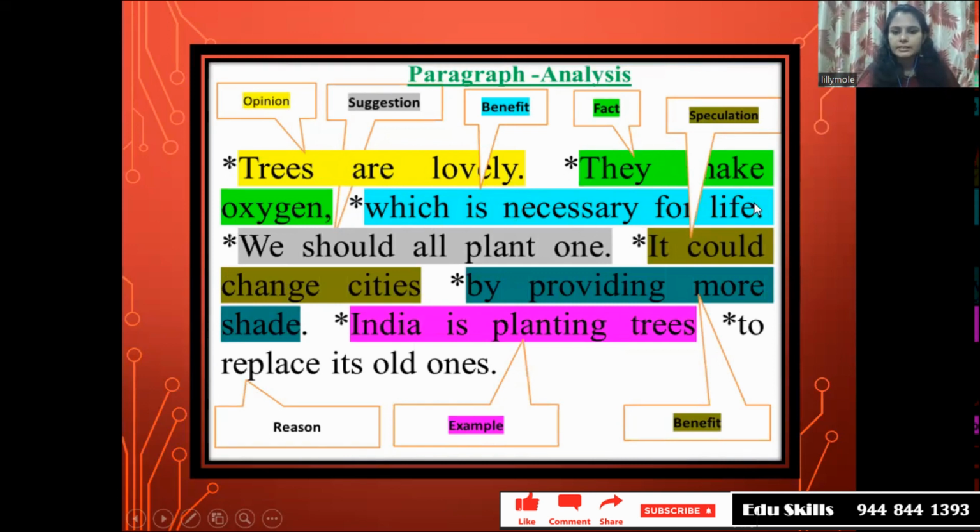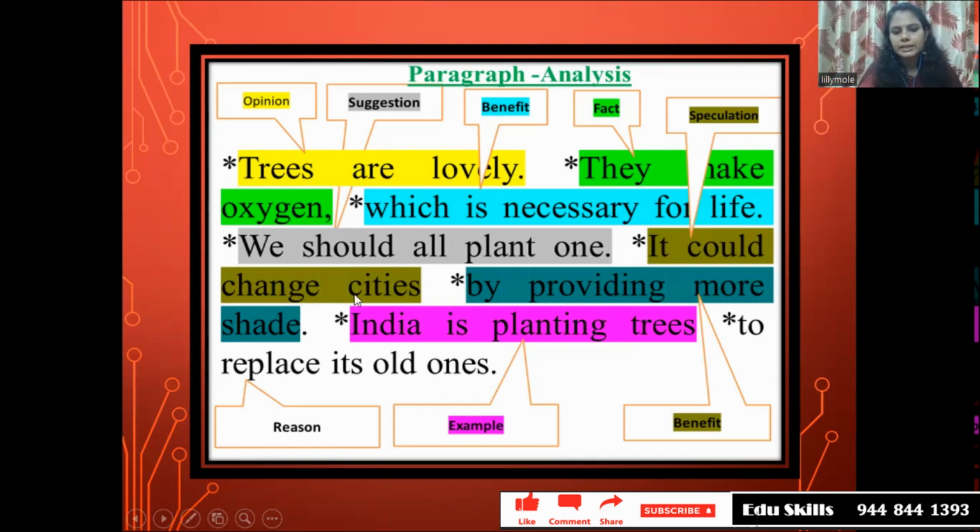Which is necessary for life. That is the benefit, because we all know that oxygen is very important to live. So that is the benefit we get from the tree. They are making oxygen, that's why it is beneficial for our life. Then, we should all plant one. That is a suggestion or advice. We should all plant one tree.